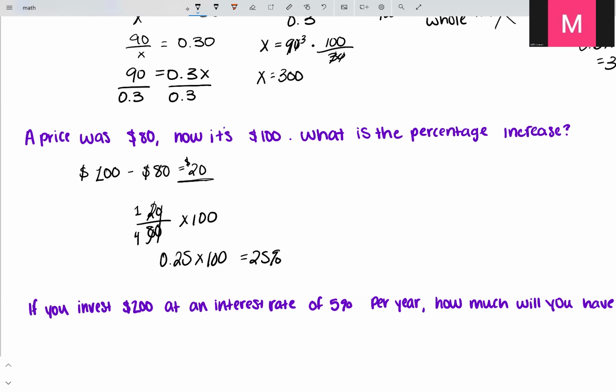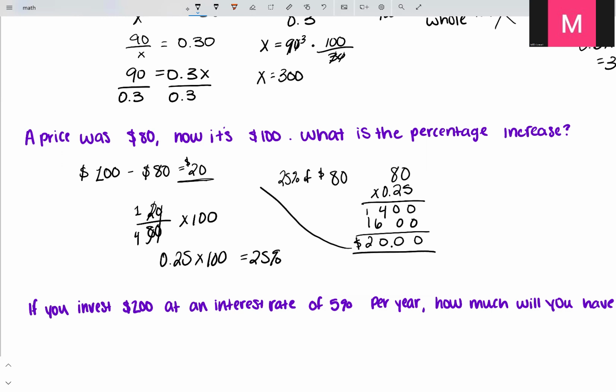And again, to check this, we can go back and find 25% of $80, which we'll do like this, times 0.25. 0, that's 40. 0, 0, 16. Add our decimal, and that is 20, which is our dollar amount increase.